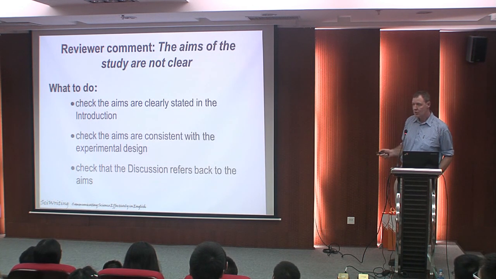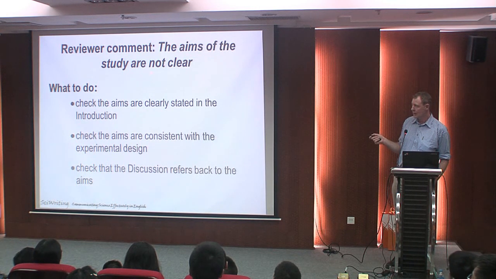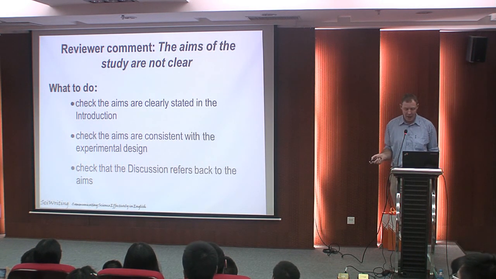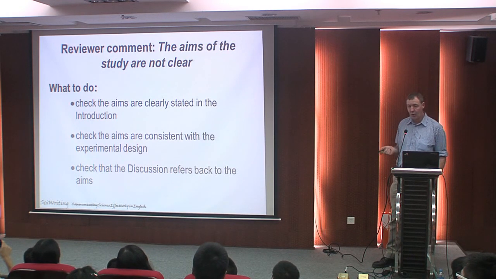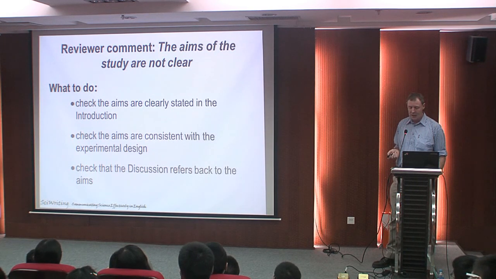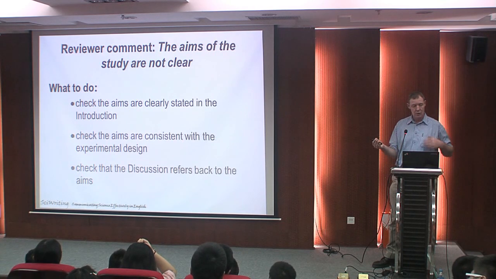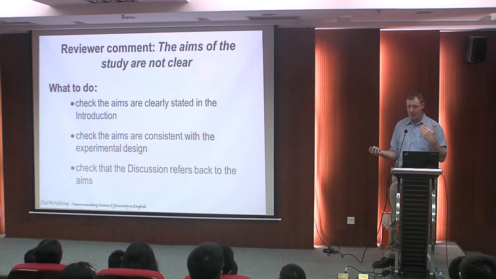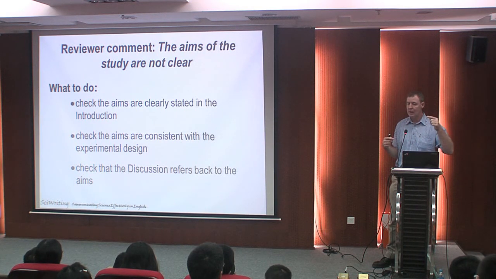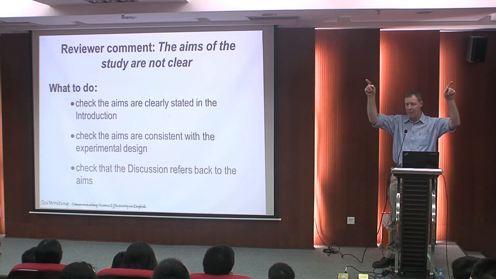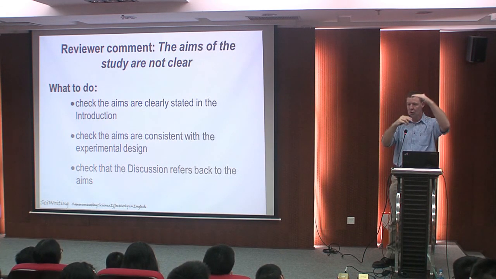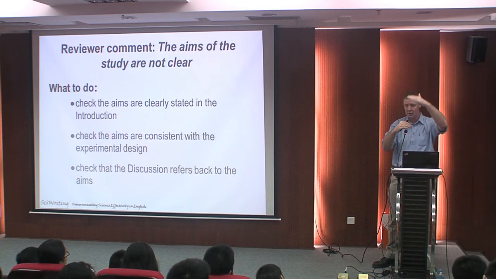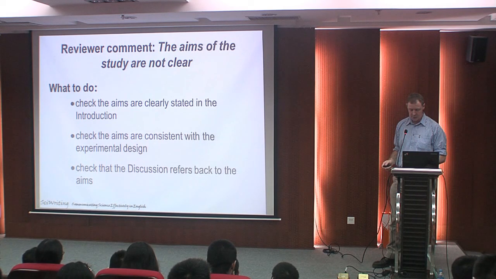Here's one example. Just for the first one, the aim of the study was not clear. What can you do? You can check the aims are clearly stated in the introduction, stage 4, and rewrite that section to make it very clear. You can check the aims are consistent with the experimental design. Check for the match between the data you present and the method and your objectives. You can check that the discussion refers back to stage 4 in the introduction. So where Margaret showed you the matching relationships, you want to join the introduction to the discussion with the results. So you look in these places.